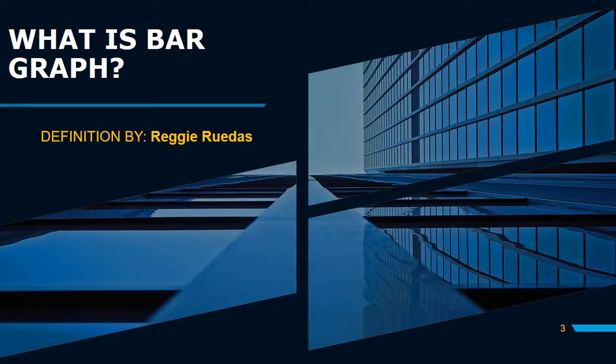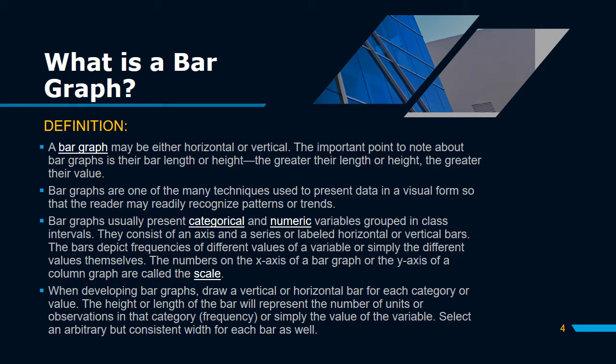We will start with the definition of a bar graph by Reggie Ruedas. A bar graph may be either horizontal or vertical. The important point to note about a bar graph is its bar length or height. The greater their length or height, the greater their value.